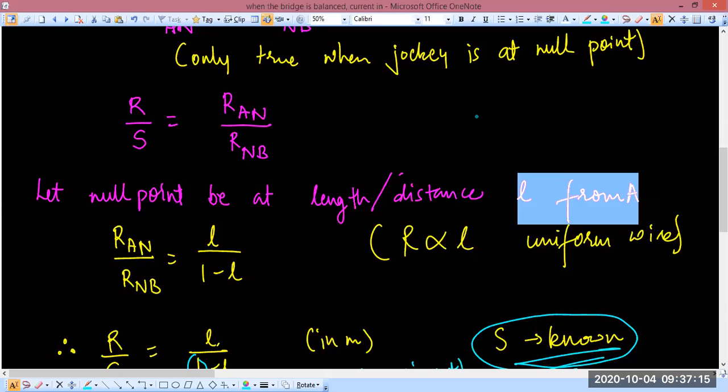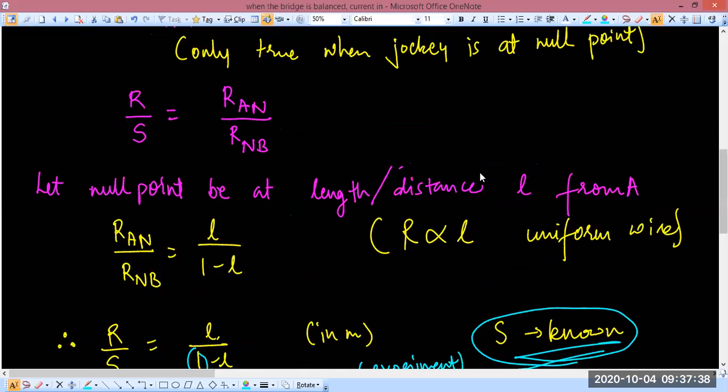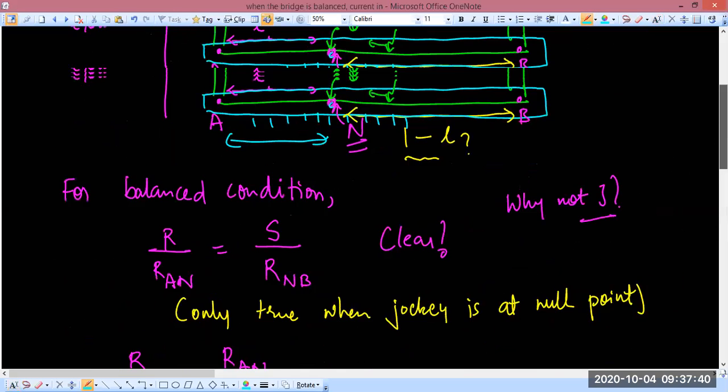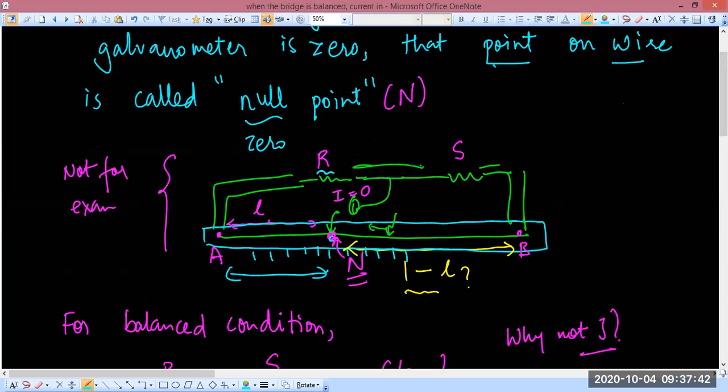Suppose you would want to connect R on the other side, okay, let's say you would like to connect R on the other side, then you will have to connect the unknown resistance on this side, right?